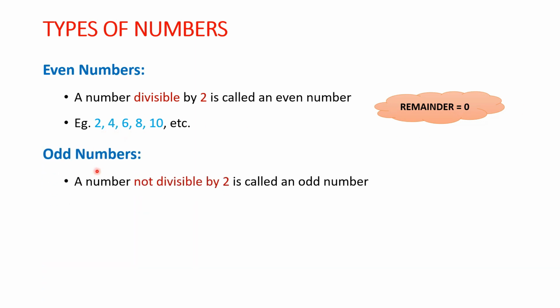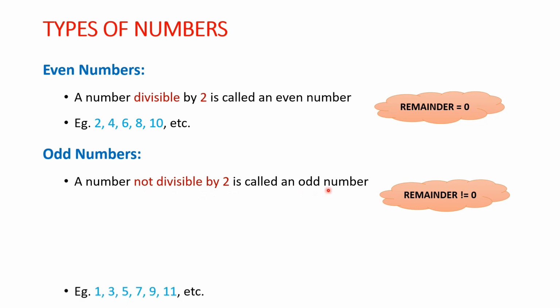And odd numbers are those where, when a number is divided by 2, we do not get a remainder of 0. That is, it is not divisible by 2. That is called an odd number. The examples of odd numbers are 1, 3, 5, 7, 9, 11. When you divide 3 by 2, we do not get 0 as a remainder. That's why it is called an odd number.